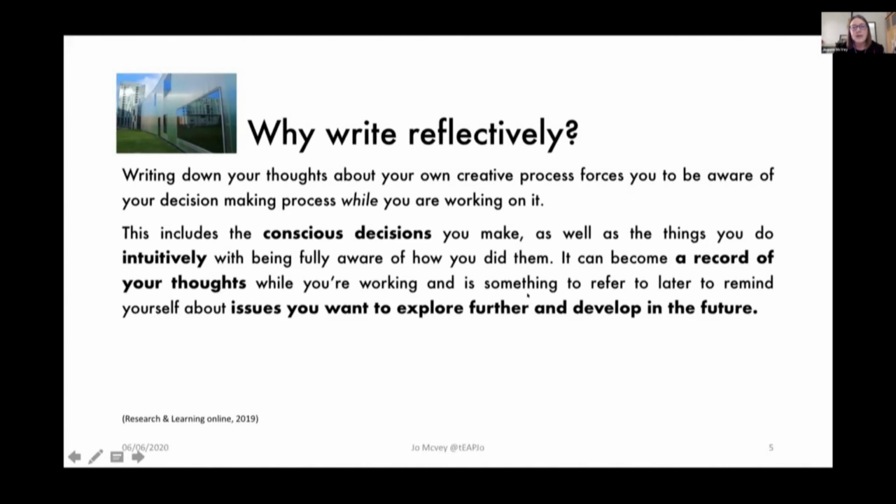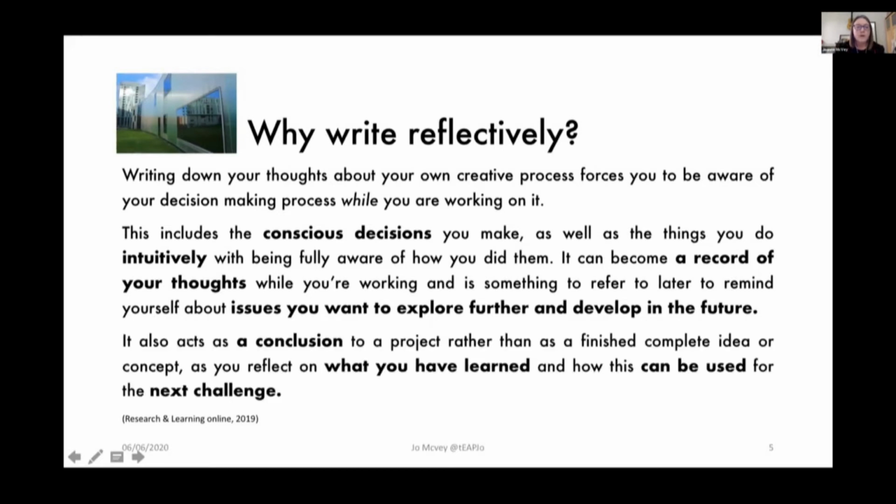And as it says here, it's something to remind you about the things that you're doing and the areas you want to look at and explore. And it's all about the future. It's all about furthering your development into the future. And it also acts as a conclusion. So it helps you clarify everything for you.